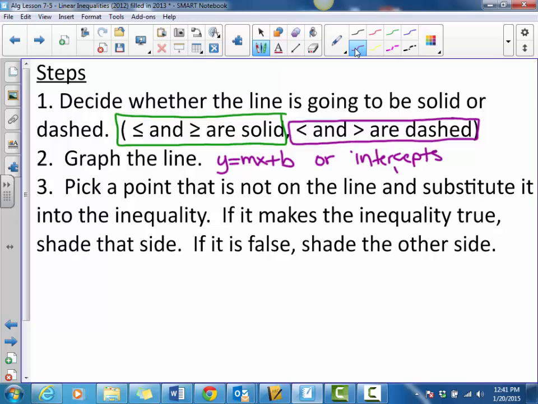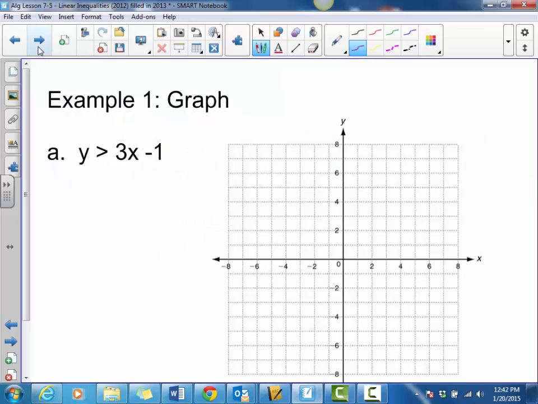You guys probably remember this by the cover-up method. Lastly, pick a point that is not on the line and substitute it into the inequality. If it makes the inequality true, shade that side. If it is false, shade the other side. So those are our 3 steps.